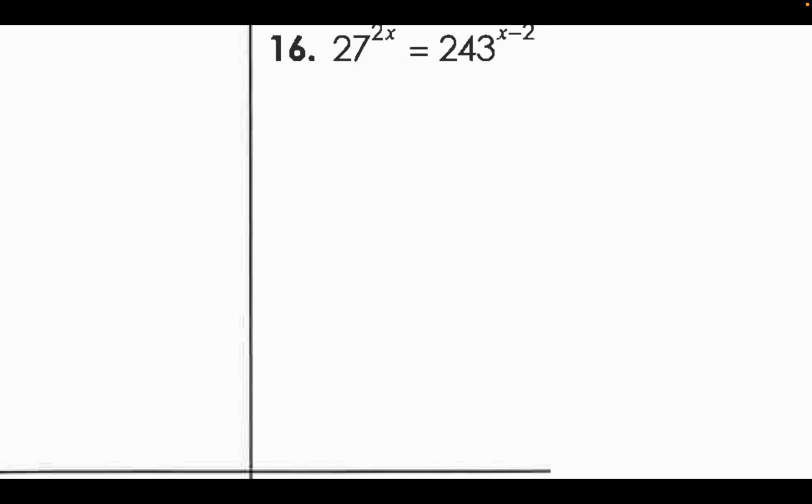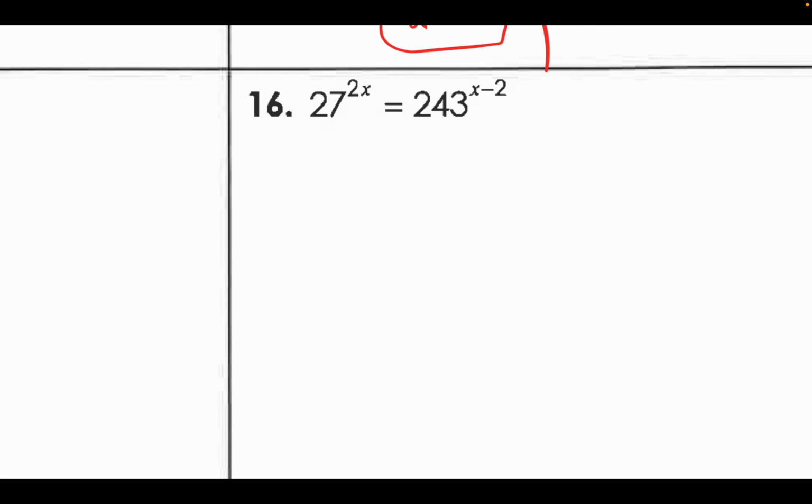Moving on to number 16. 27 to no power is 243, and the same is true in reverse, but they are both powers of 3. And so 3 to the power of 3 is 27, and that would be to the power of 2x. And 3 to the power of 5 is 243, and that's raised to the power of x minus 2. If you're having trouble finding what base to change these to, start with the smaller one.